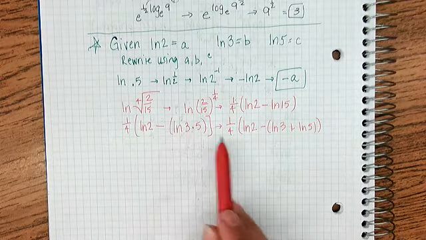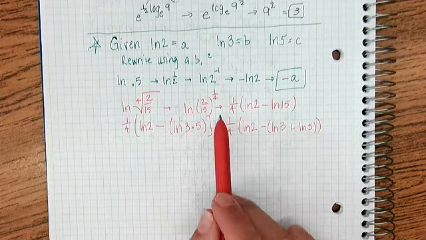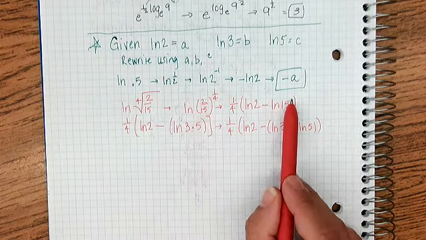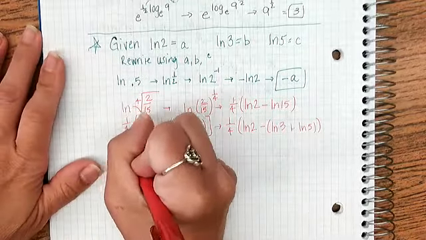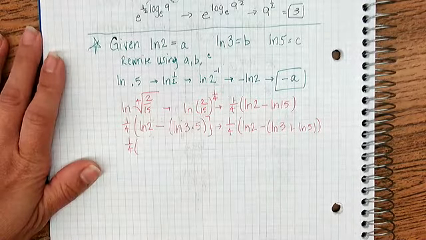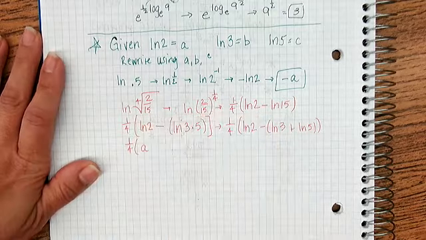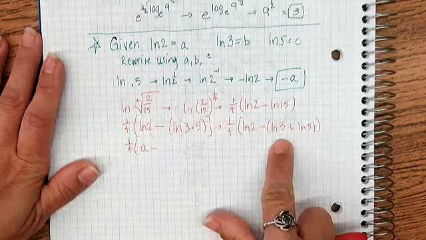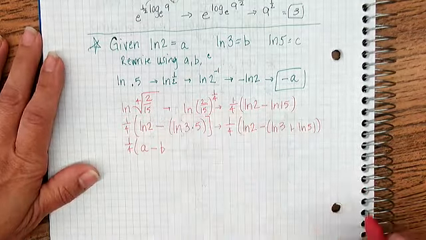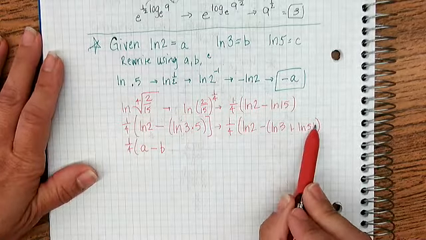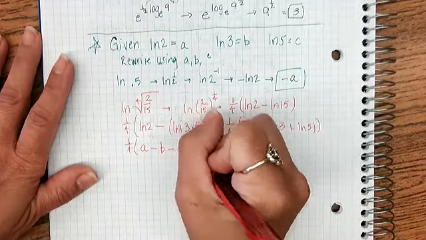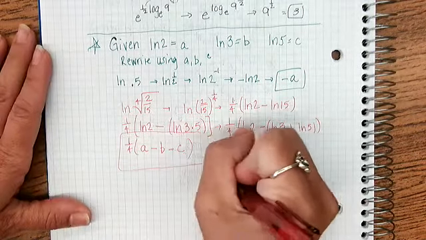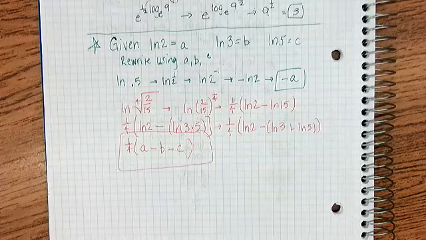Multiply arguments, add logs. Here, divide arguments, subtract logs. Now I can substitute. So this is 1/4 times the natural log of 2, which is a, minus the natural log of 3, which is b. If you distribute, this becomes subtraction, minus the natural log of 5, which is c. This is a true test of knowing your properties.